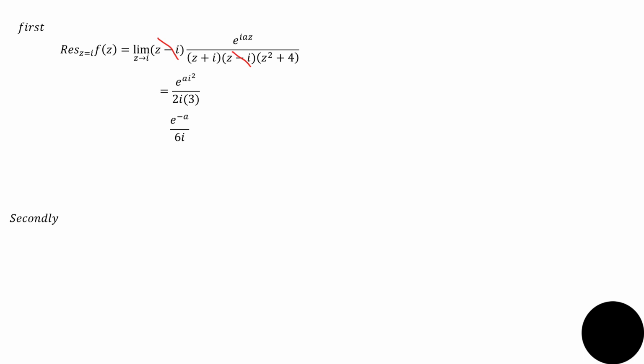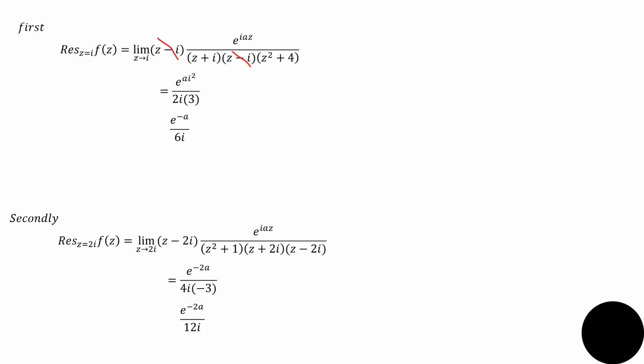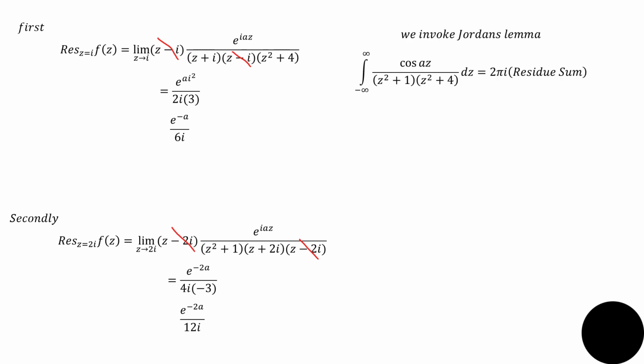Now let's calculate the residue of the second part, where z is equal to 2i. So again, we have z minus 2i twice, and we can get rid of this. This gives us e to the power of minus 2a over 4i times 3. We can simplify the denominator here to 12i. We can now invoke Jordan's lemma and calculate the sums of the residues that we have calculated.